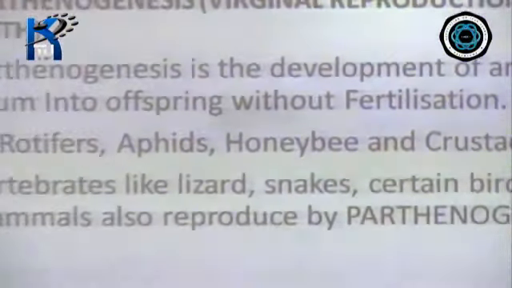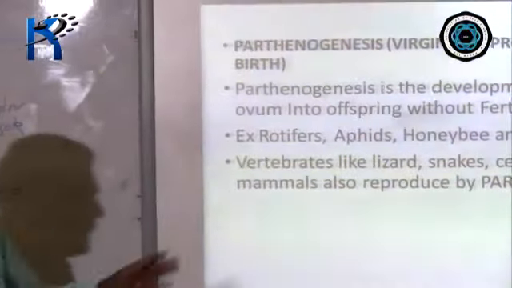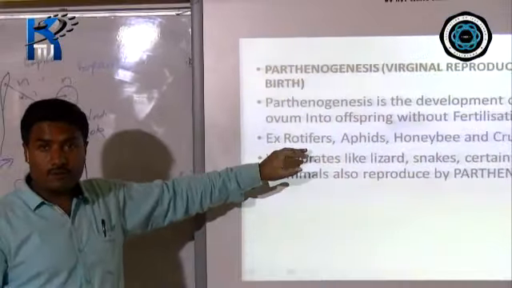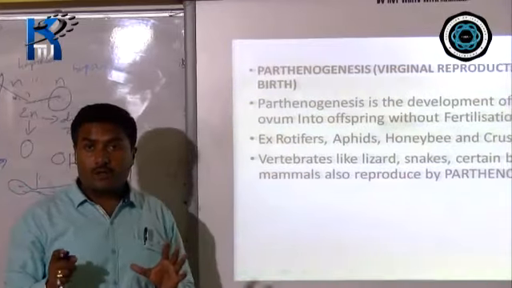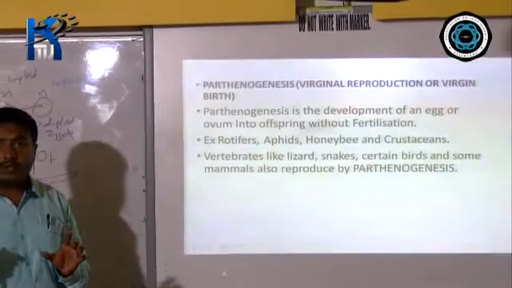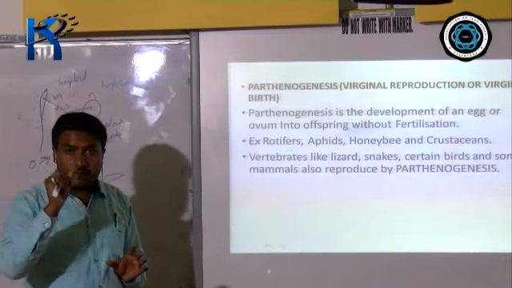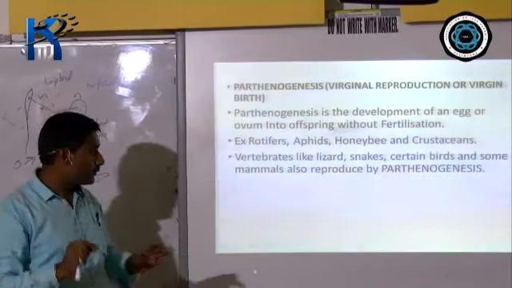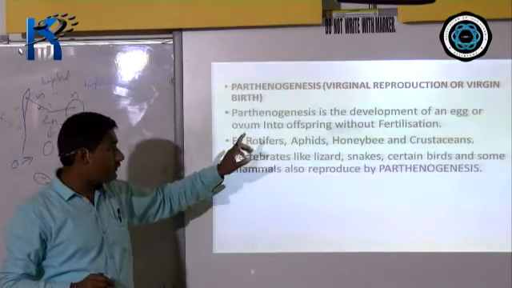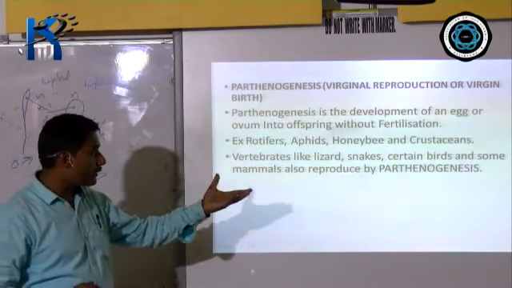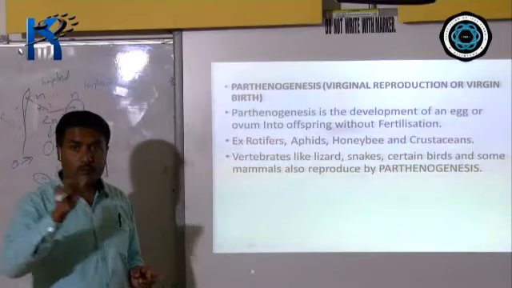Now, where do you often observe this type of parthenogenesis? You observe it in rotifers. These are microscopic organisms, zooplankton. Examples of plankton include zooplankton and phytoplankton.